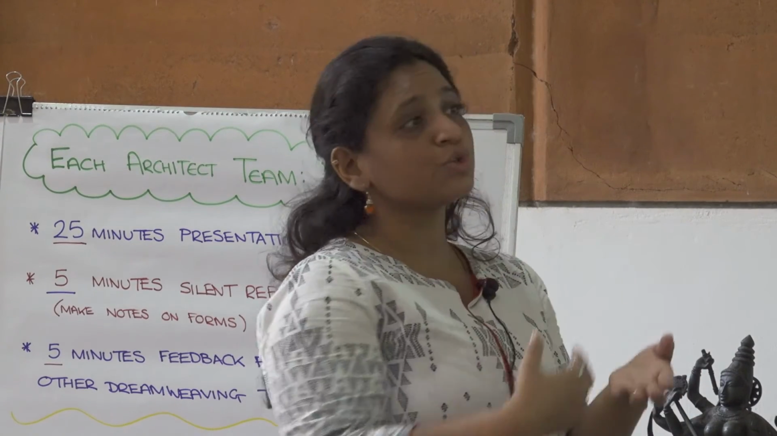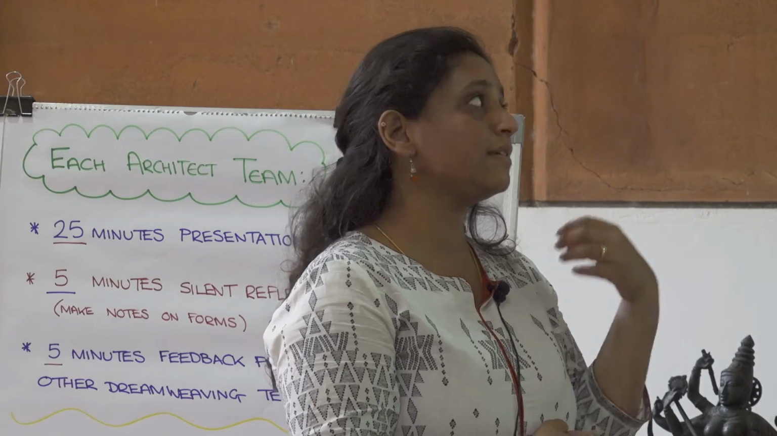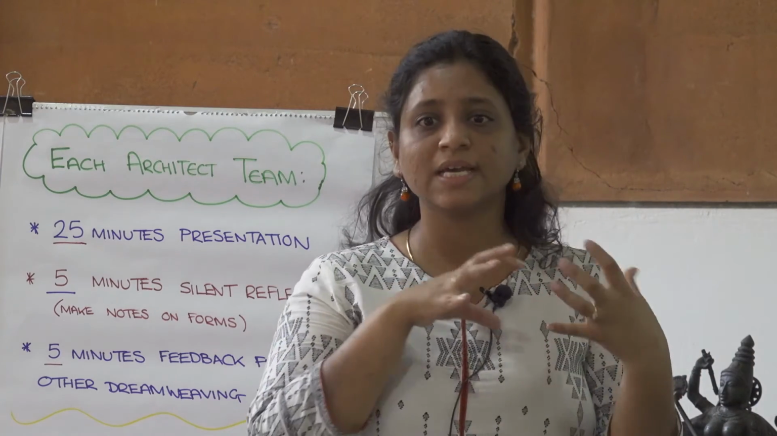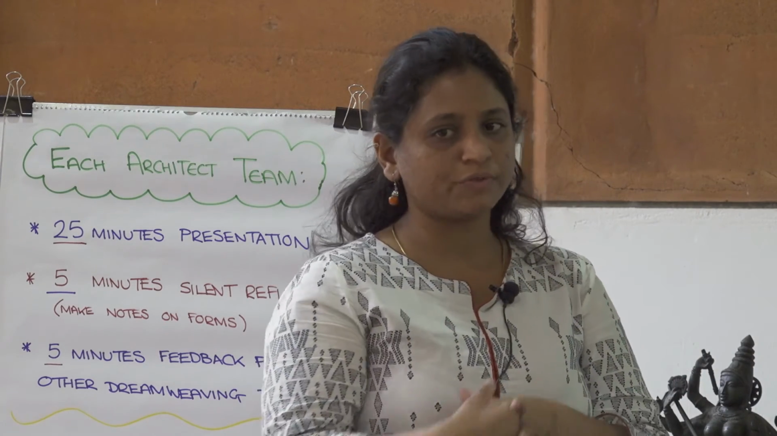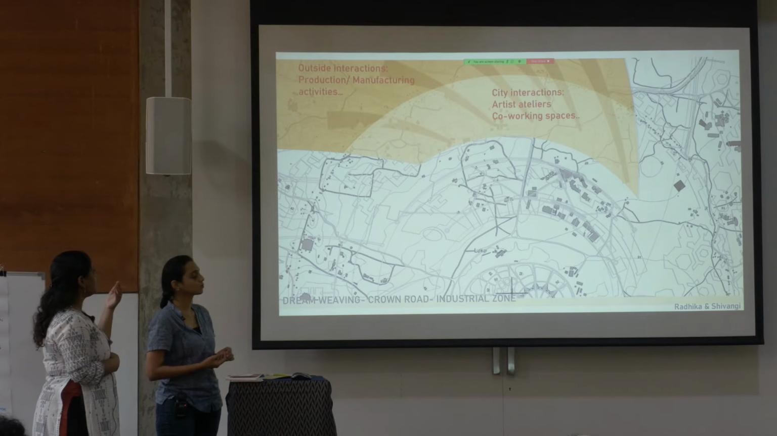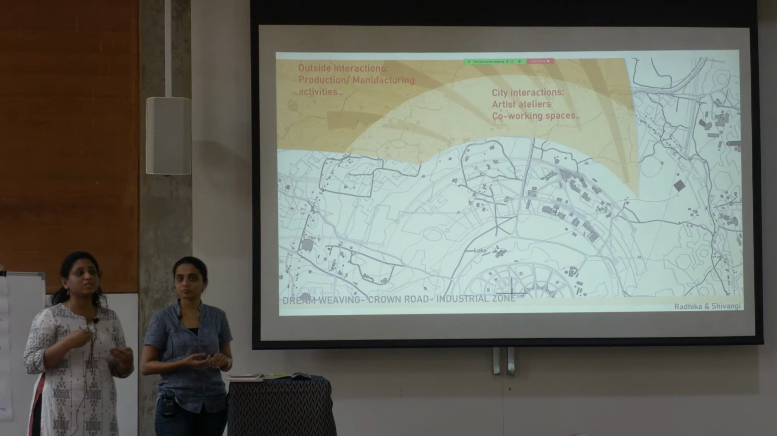So as we're leading towards the center, more towards the peace area, more quieter activities like the artistic layers, co-working spaces, things like that we thought could be more on the inside of the industrial zone, while on the outside, it could be more of the production units, the manufacturing activities.